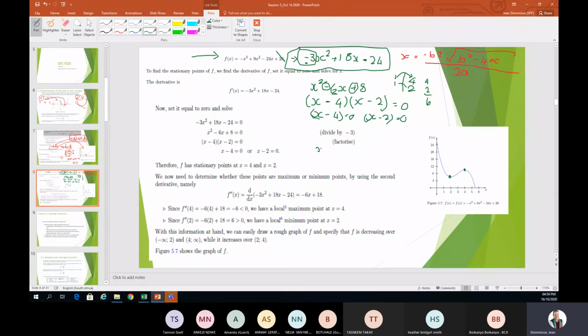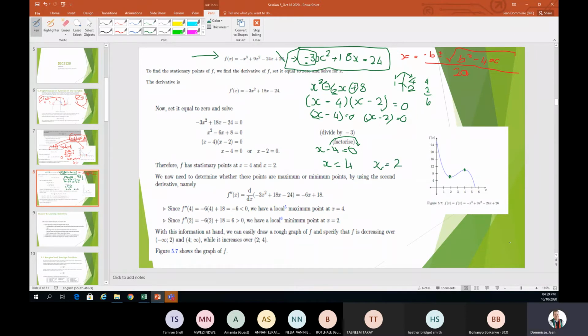So then it becomes x minus 4 is equal to 0. So then you say x, and you take that to go over to that side, so it becomes a positive 4. So the same will happen there, which will give you x equal to 2.